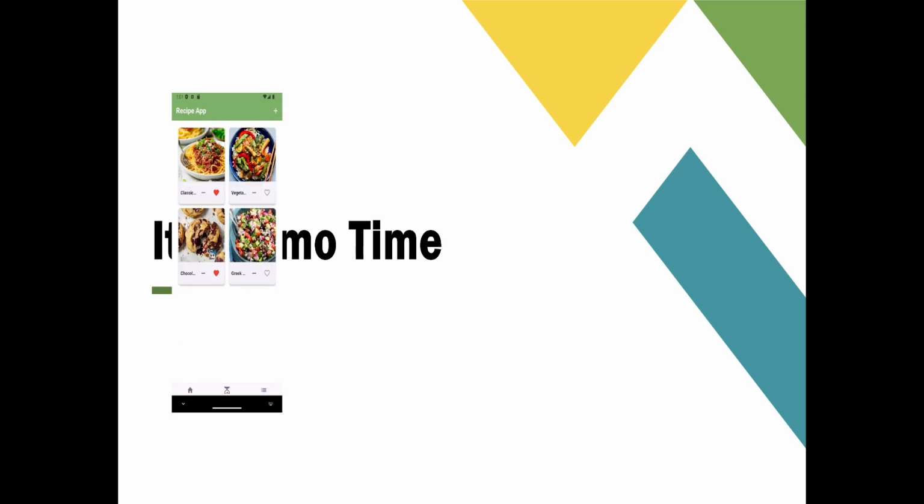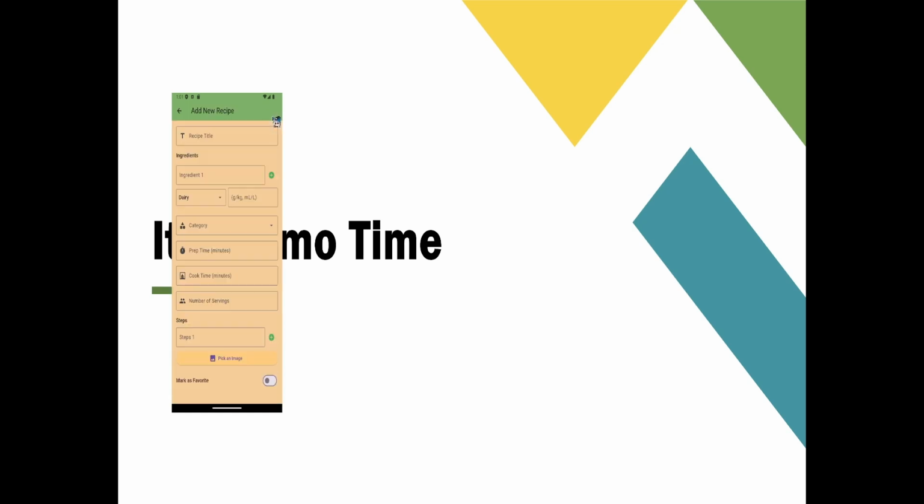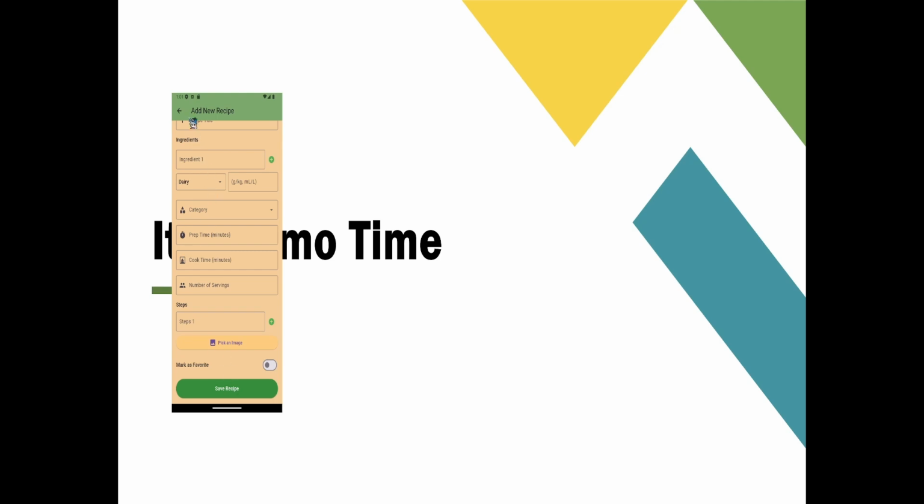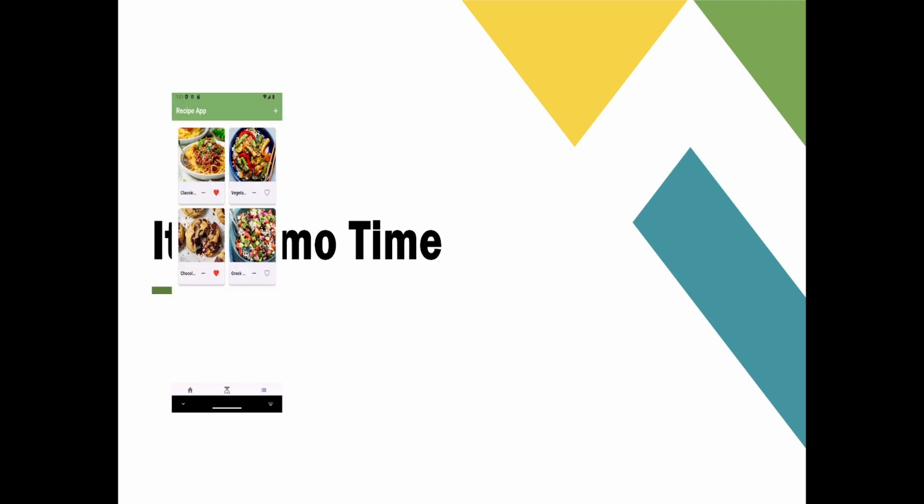Next up is the listing for the recipes, and also we have the create button for the recipe, where we can add an image. So here we can add an image, but in the emulator there's no imagery at all. And that's it mostly. And also we can delete the recipe and check the favorite.